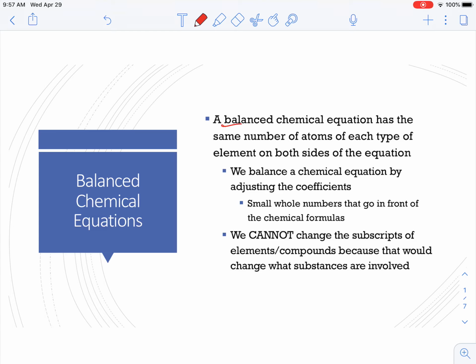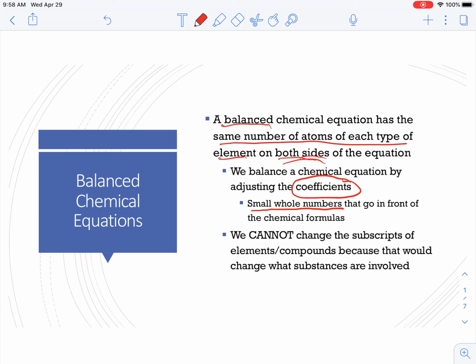This idea of it being balanced, all we're saying is that we want to have the same number of atoms of every type of element on both sides of our equation. So the big idea is whatever atoms we have on our reactant side, we also want to have on our product side. And we go about this balancing process by adjusting the coefficients in front of our chemical formulas. In our chemical formulas, they're going to tell us what the compound or element is made out of. Our coefficients are going to be these small whole numbers that go in front of them in our chemical equation.